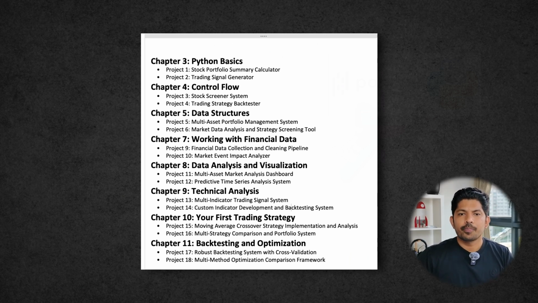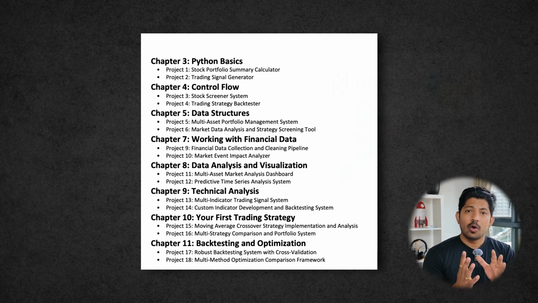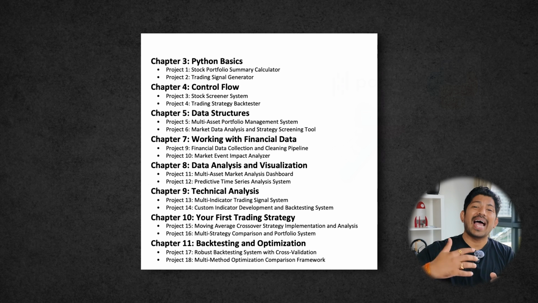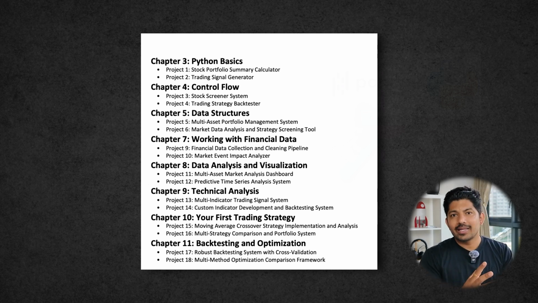In chapter 3, we have the basic projects, which are the stock portfolio summary calculator and the trading signal generator. Then in the next chapter, which is control flow, we will have the stock screener system and then the trading strategy backtester. In each chapter, you will get a very good understanding of Python along with algorithmic trading, like how we can use Python in algorithmic trading. Then you will have 2 projects to make your understanding absolutely solid. In chapter 5, we have the multi-asset portfolio management system.